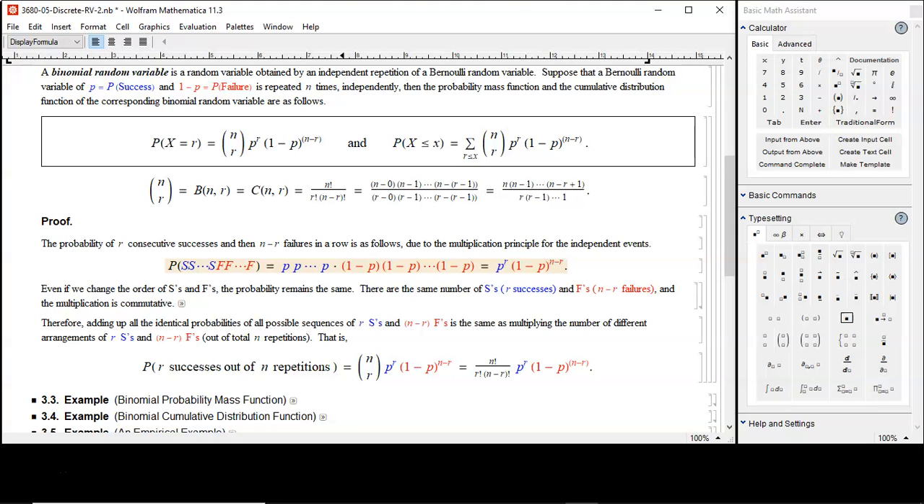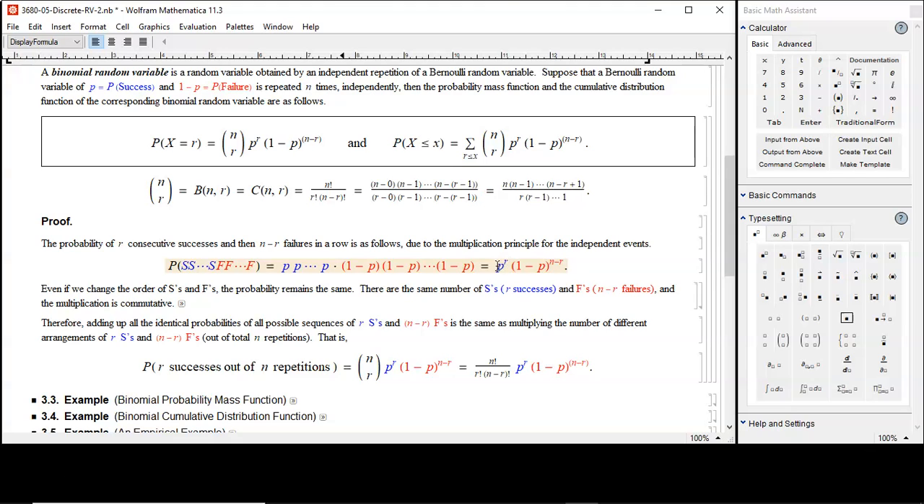So there you go, that's the probability: p to the r power times (1 minus p) to the n minus r power for the probability of a single sequence. Now, what if I have different sequences with the same outcome in the end? So r successes and n minus r failures, but in different order.